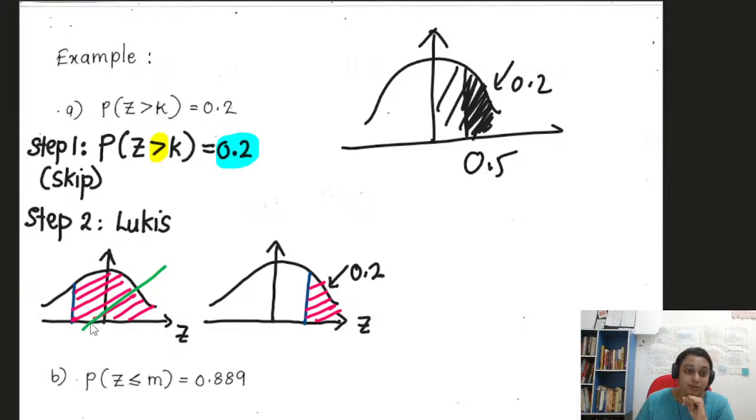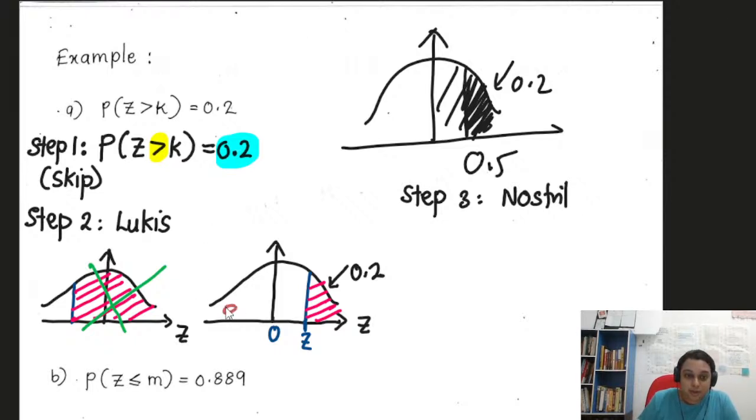So the first graph you cancel. We're not going to use the first graph. We're going to use the second graph. So second graph, here you write Z. That Z must be positive because it's on the right hand side. Okay, sekarang third step. Step 3, lukis the nostril, lubang hidung. Okay, lukis kedua-dua belah lubang. So here on the left and on the right. Okay, this is what you must remember.